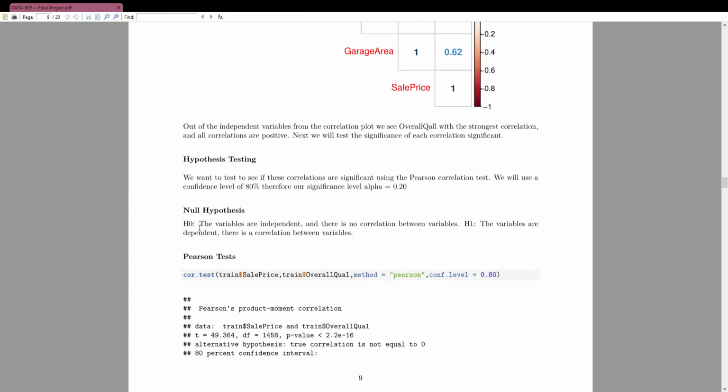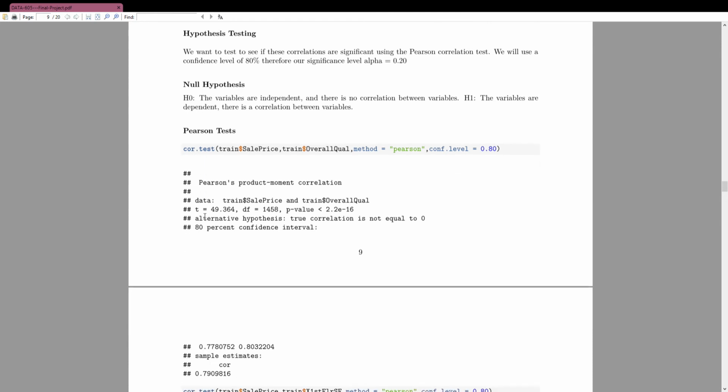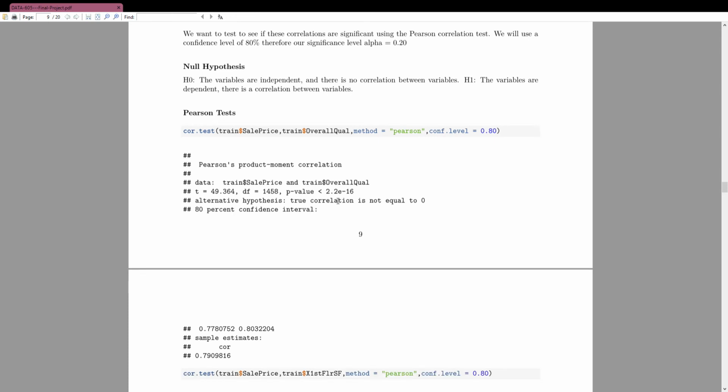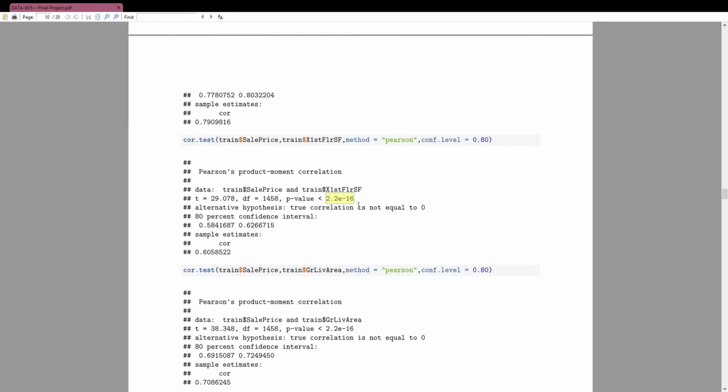So we start by stating our null hypothesis, which says that the variables are independent and there is no correlation between variables. And our alternative hypothesis states that the variables are dependent and that there is a correlation between variables. We are going to test this statistical significance using the Pearson tests. We're going to be doing this one for each column, so a total of 4, using a confidence interval of 80%. We get p-values that are very close to 0 for each one.